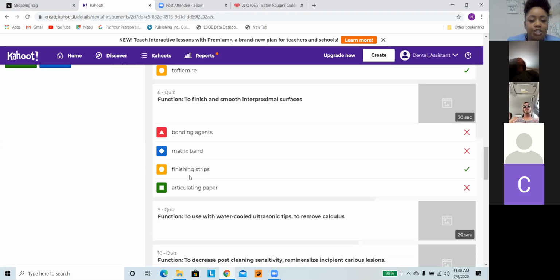It's the finishing strip. So finishing strip is on what tray, you guys? Either crown and bridge. I think it's crown and bridge. No, composite. Yeah, composite, and I think amalgam has them too. Yeah, amalgam does have it too.